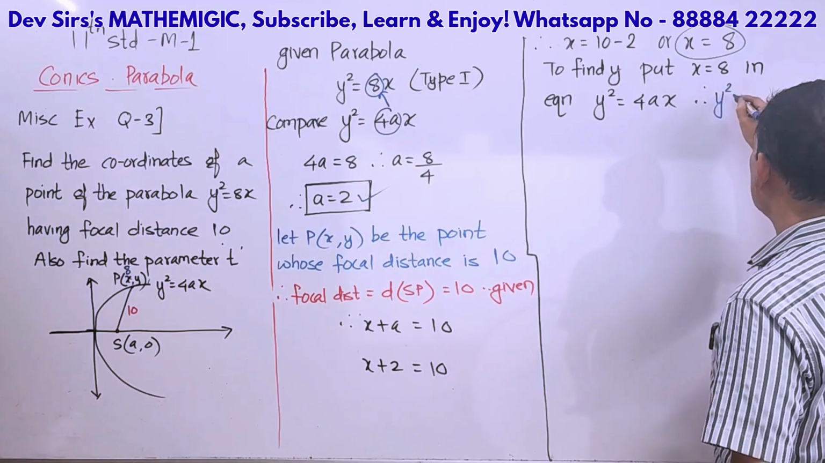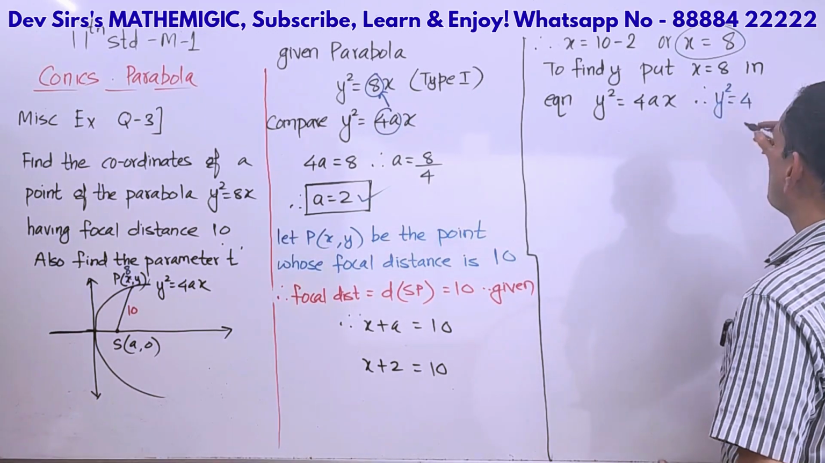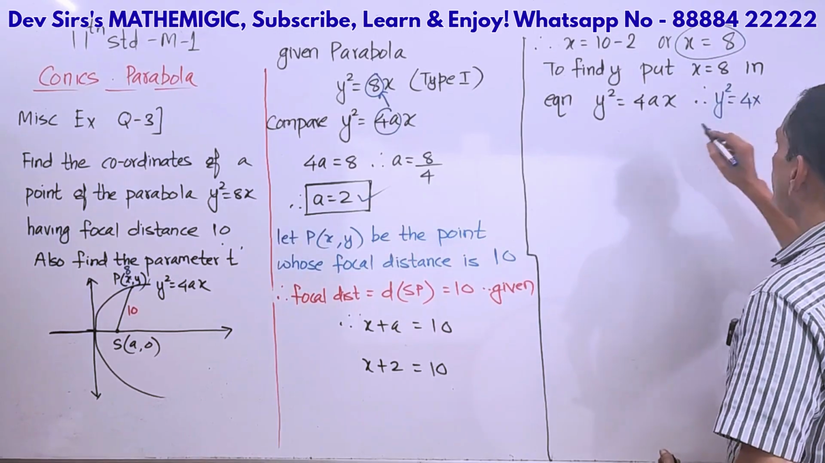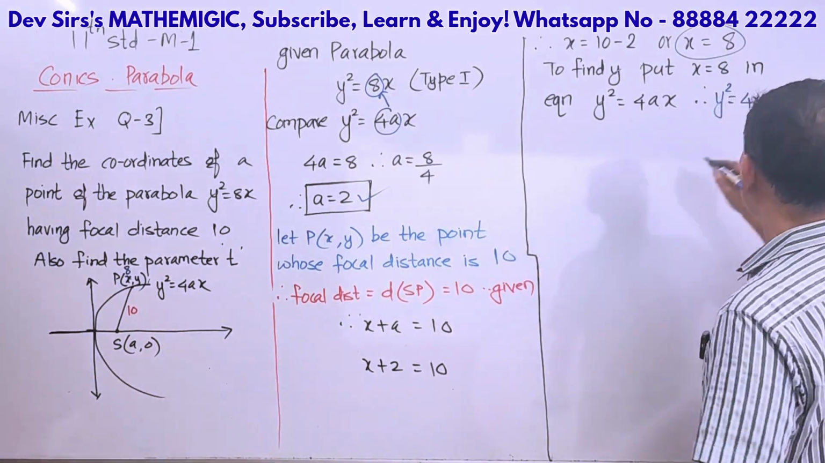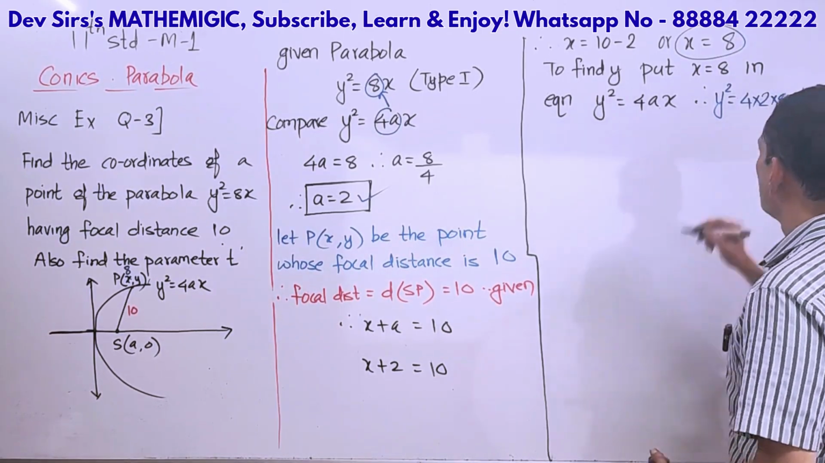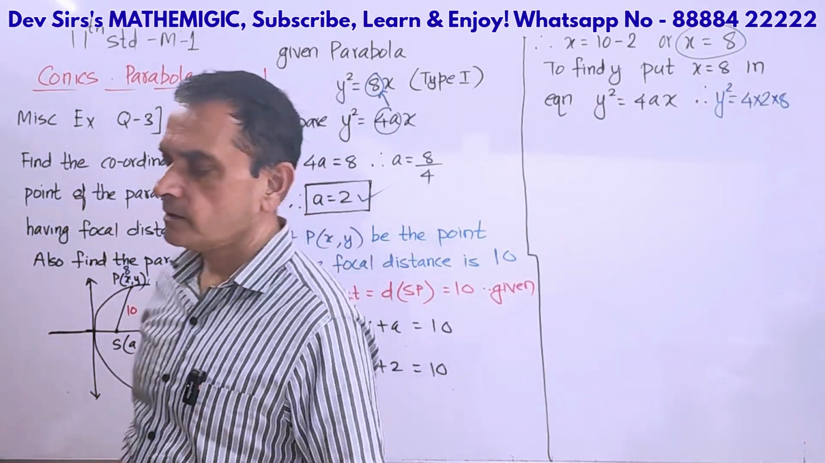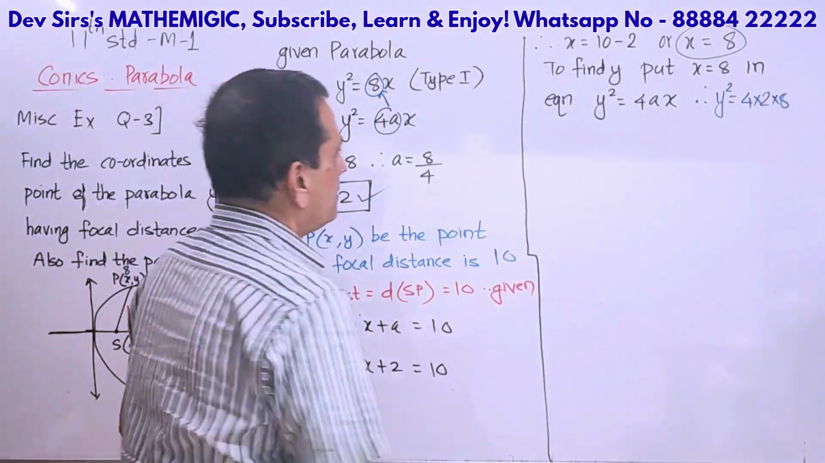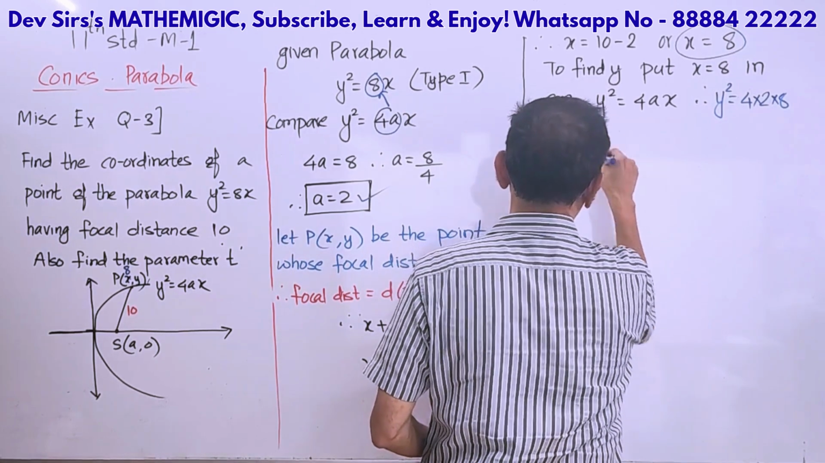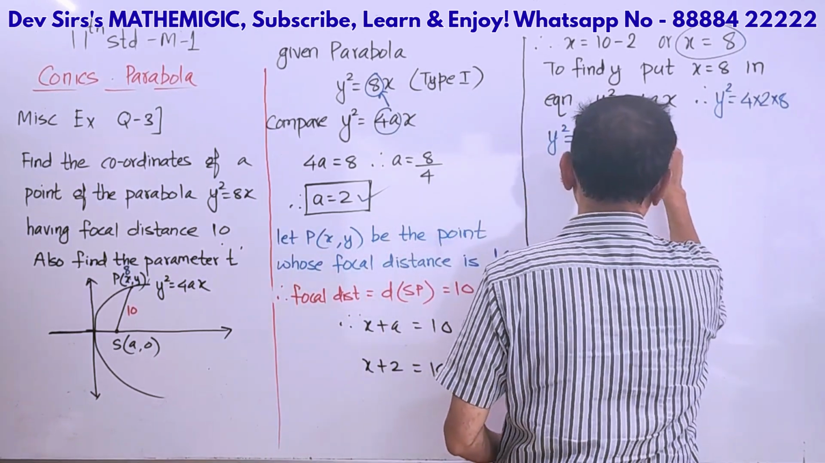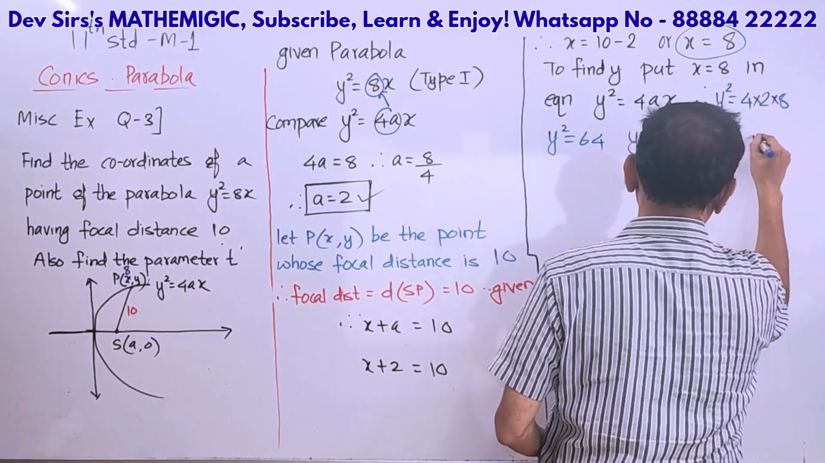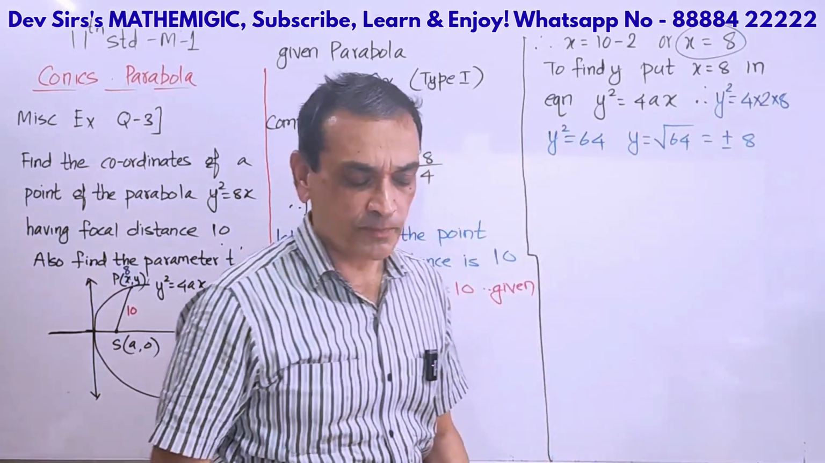Therefore y squared equal to 4 into a, which is 2, into x, which is 8. 4 into 2 into 8. y squared equal to 64. y is equal to root of 64, that is plus minus 8. Square root is always plus minus.